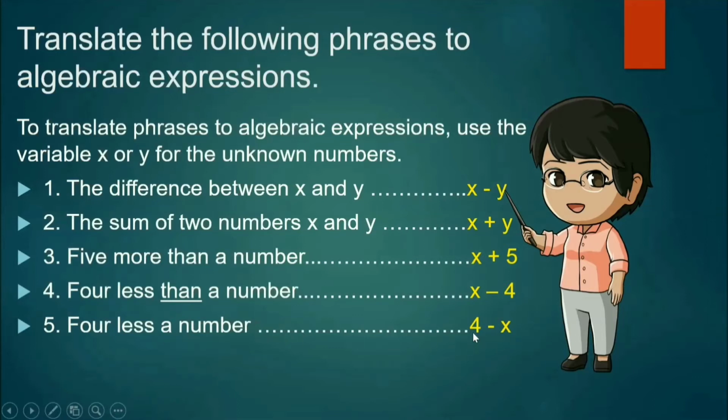Let us look at the difference between numbers 4 and 5. In number 4, we have the word than. So 4 less than a number, we write x first, or the unknown number first, and then you subtract the 4. And in number 5, 4 less a number, you write 4 first, and then you subtract the x.